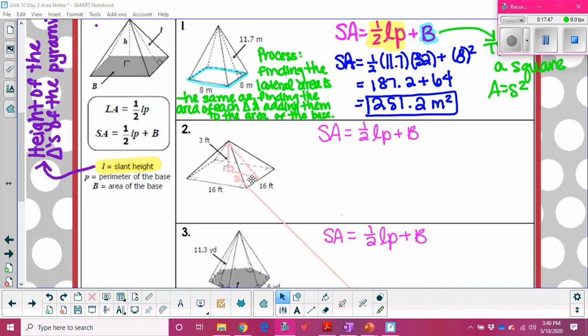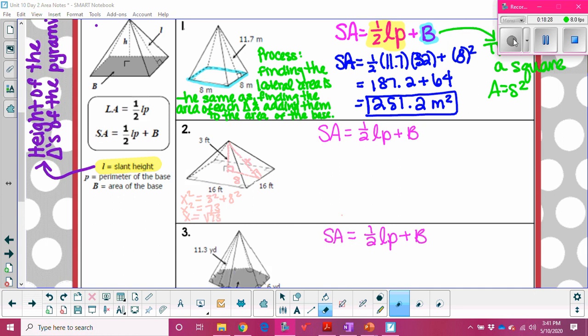Okay, so all we have to do now is find the hypotenuse of this triangle, which will be the slant height of that pyramid. Whenever you're missing a side of a triangle, you can use the Pythagorean theorem. So here you have x squared equals 3 squared plus 8 squared. 3 squared is 9, 8 squared is 64. You add those together, you get 73. So you have x squared equals 73. If you take the square root of both sides, you have that x equals the square root of 73.